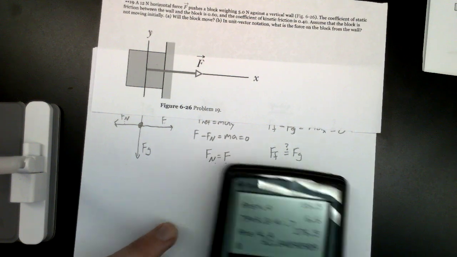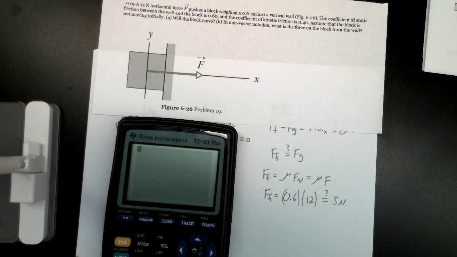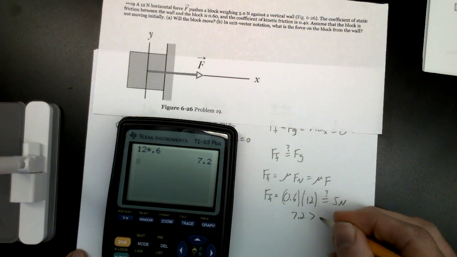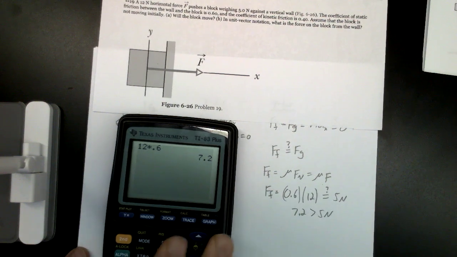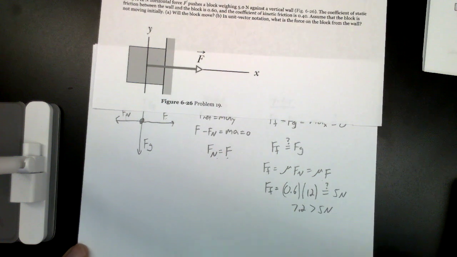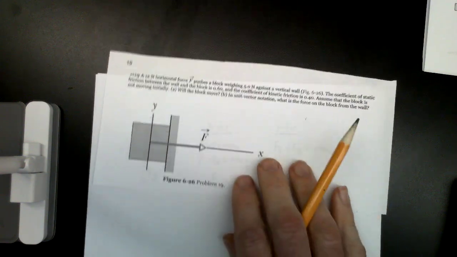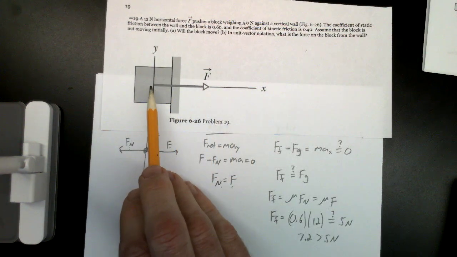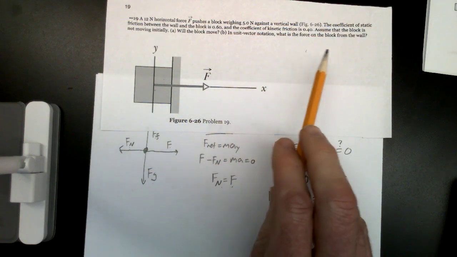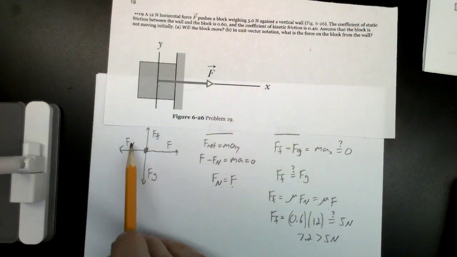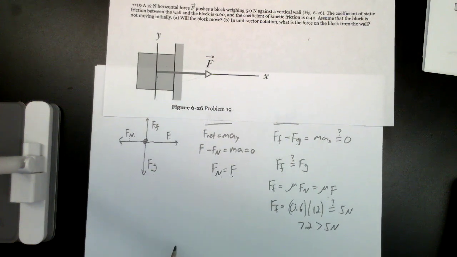All right, so no calculator necessary to figure out if it's greater, but 12 times 0.6 is 7.2. So it's 7.2 and it's greater than 5 newtons, so we know that it's going to be stationary. And so the block will not move. And then of course the force on the block from the wall is going to be the same as the force that's on the block. What is the force on the block from the wall, right? It's going to be the opposite of this force right here, sort of the opposite of this normal force. So that's it. That's number 19.